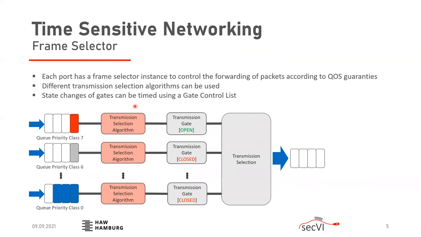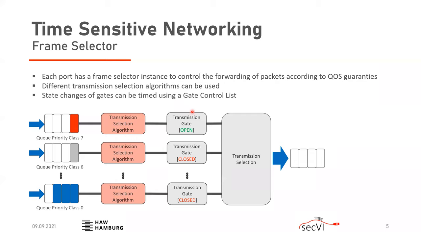But today we are going to be focusing on something called the frame selector, which is a part of the time-sensitive networking. And as you can see, the frame selector has three logical components for each priority class we're using. We have 8 different priority classes, starting with 0 being the lowest and 7 being the highest. First logical component is a queue for buffering incoming frames. The next one is a transmission selection algorithm. This is used for selecting frames from the queue that will be forwarded through the gate. And yeah, the gate is the third part.